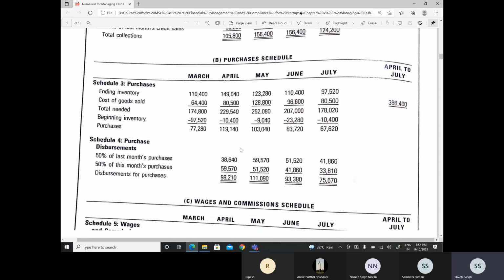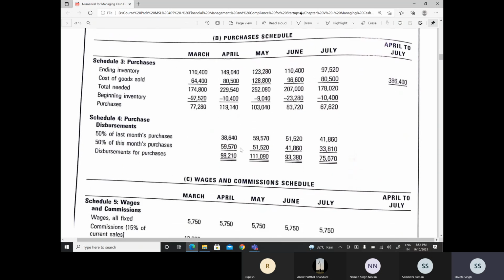Then in part B, we create the purchases schedule. Similarly, in purchases, we start with the ending inventory for each month. To this, we add the COGS, that is cost of goods sold, and we get the total needed inventory of 174,800. From this, we subtract the beginning inventory that we already had, and this will give us an idea of the inventory that we have actually purchased. And that is what we need to know. So for each month, we are able to calculate the purchases in this manner.